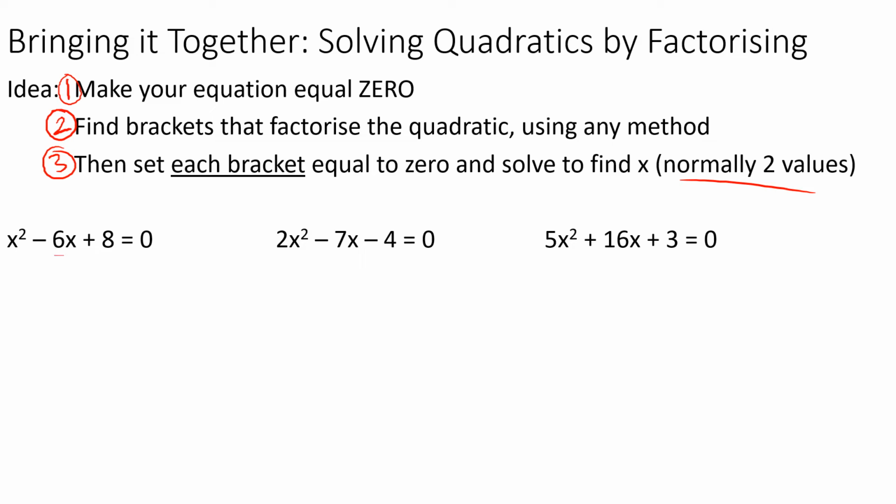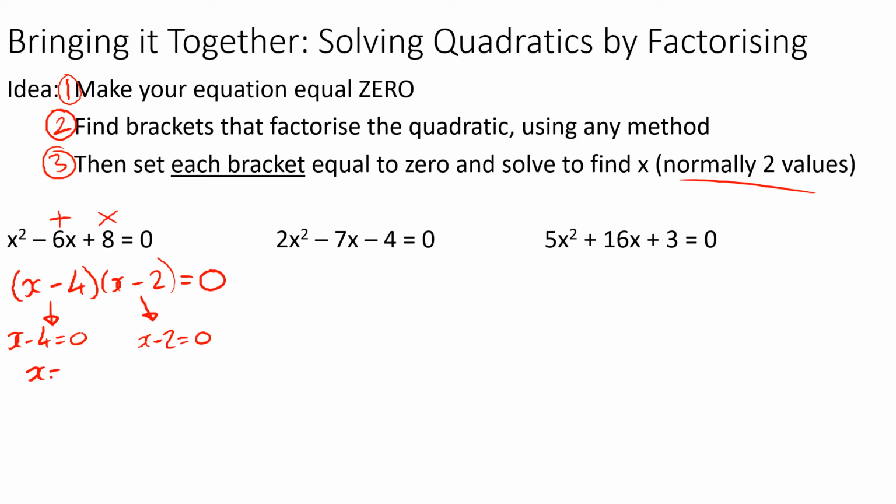This is a simple one where we want to add to minus 6 and multiply to 8, and the numbers that do that are minus 4 and minus 2. So we factorised it, and now we've got two brackets multiplied together to give 0. That means either x minus 4 is 0 or x minus 2 is 0, and so our solutions are x equals 4 and x equals 2. And that's it. So it's factorising with an extra step. That's all it really boils down to.